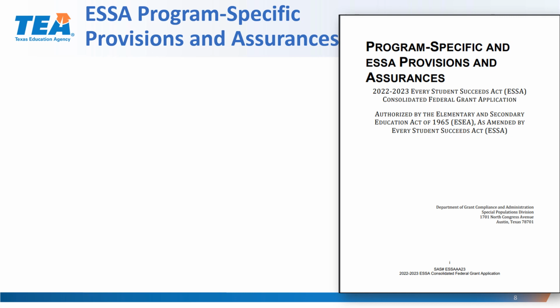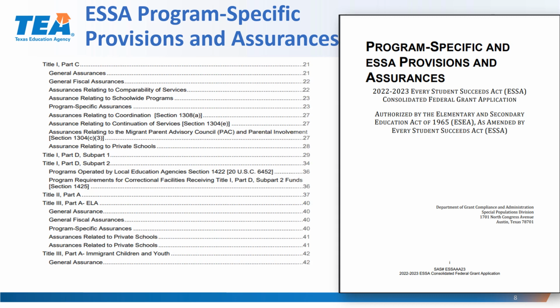Think of this as the fine print of a contract. You definitely want to read it. These are the statutory program requirements that the LEA agrees to when applying for the federal funds. The section related to the Title II Part A starts on page 37 of this document.